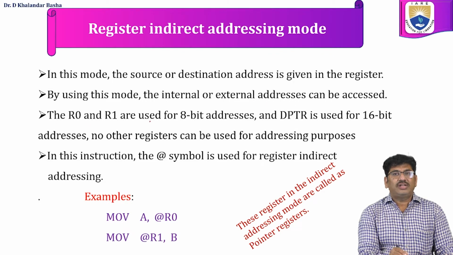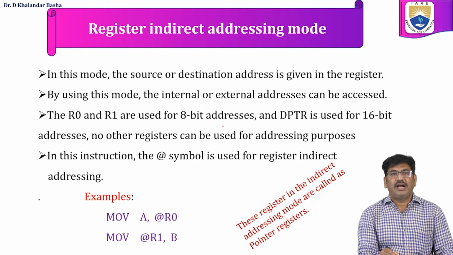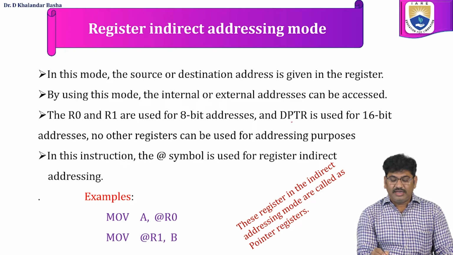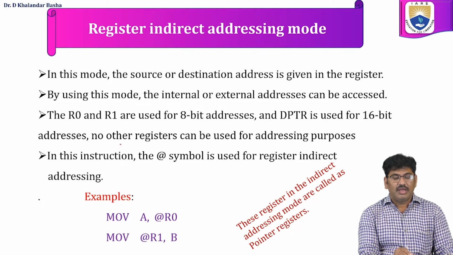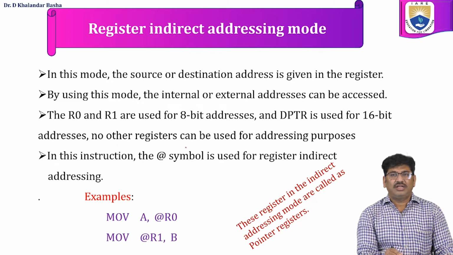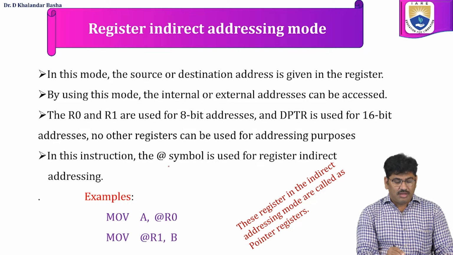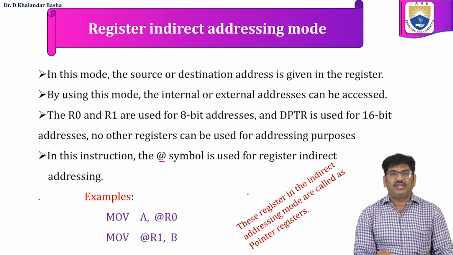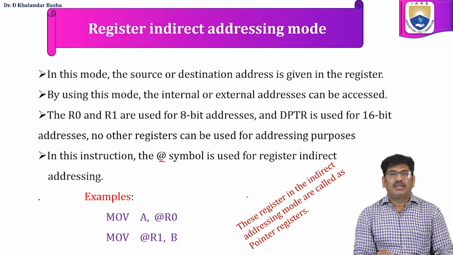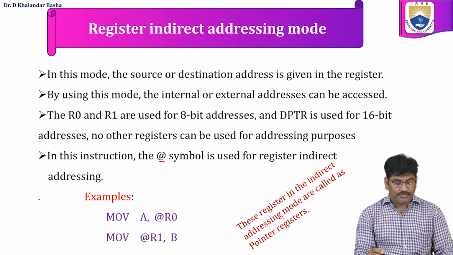The R0, R1 registers are used for 8-bit addresses and the DPTR data pointer is used for 16-bit addresses. Apart from these three registers, no other registers can be used for this addressing mode. And the @ symbol will be prefixed to the register, indicating it is a register indirect addressing mode. These registers are also called pointer registers.